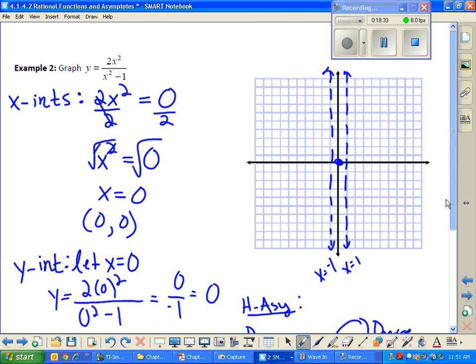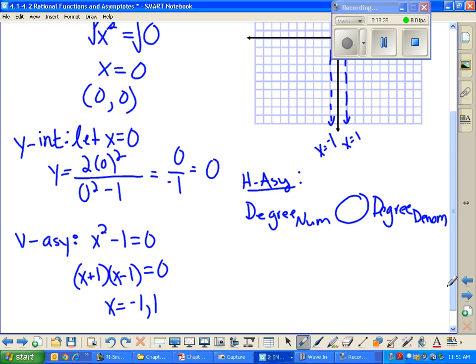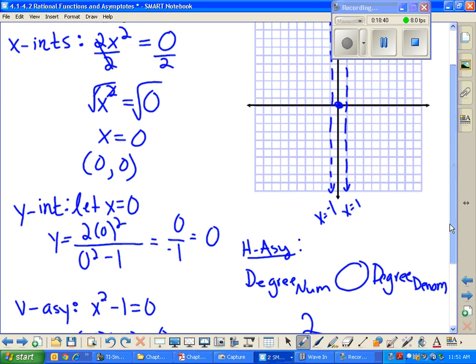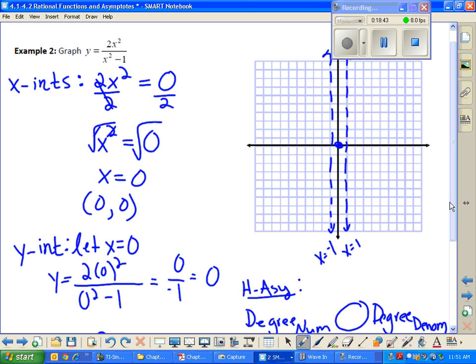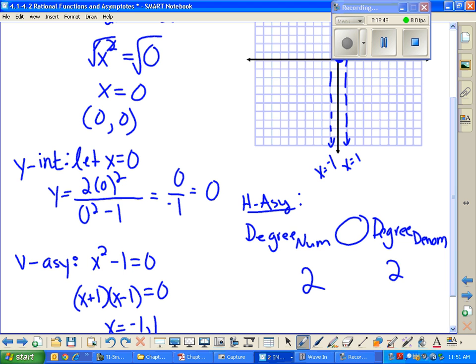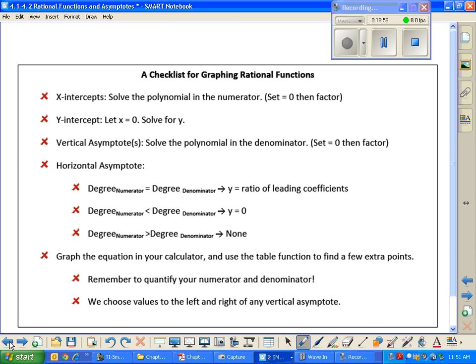So if I look at my function, the largest exponent I see in the numerator is 2. The degree of the denominator, well, the largest exponent I see in the bottom of that fraction is also 2. So what I observe is that the degree of the numerator is the same as the degree of the denominator. So I go back and look at my chart, and since the degrees are the same, my horizontal asymptote can be found by just dividing the coefficients out in front.